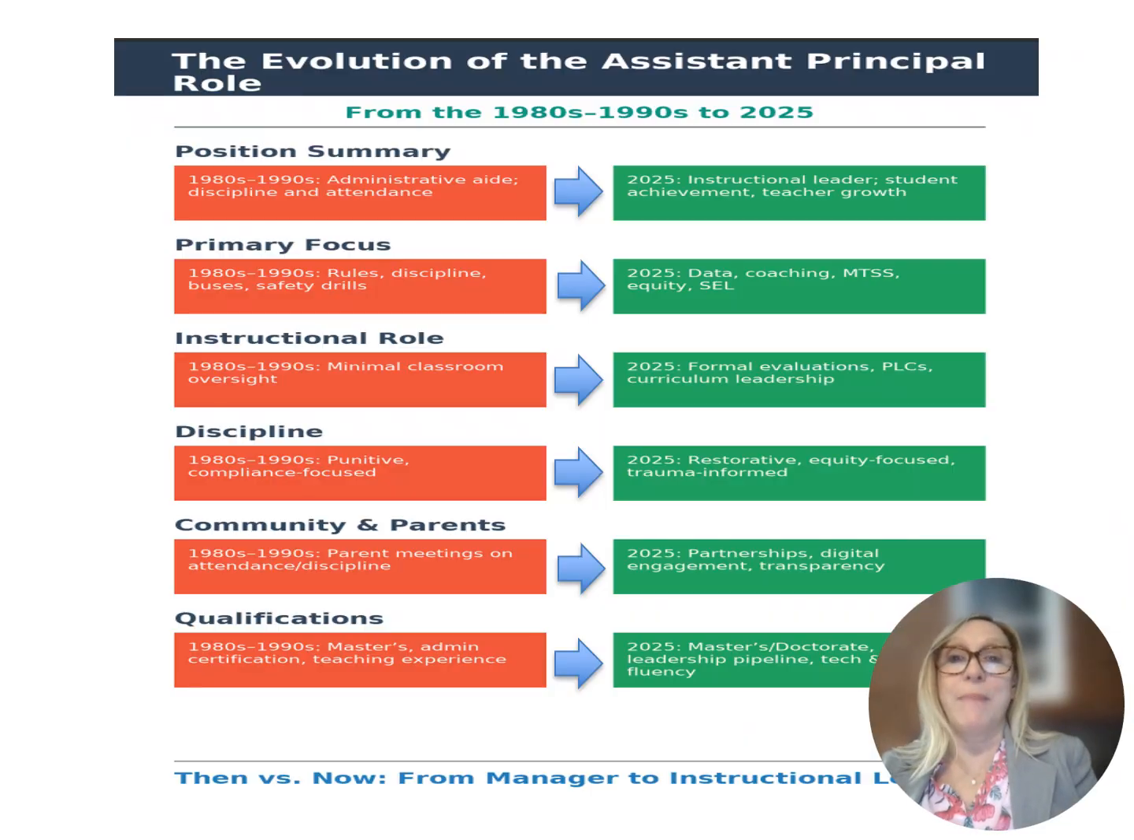I want to first begin by looking at how the role of an assistant principal has changed throughout the years. In the 1980s and the 1990s, assistant principals were mostly building level managers. They dealt with discipline, they dealt with buses, they dealt with safety drills, and they served as an assistant to the principal. However, in 2025, assistant principals have to do all those things, but they also have to be a strong instructional leader in order to be successful.